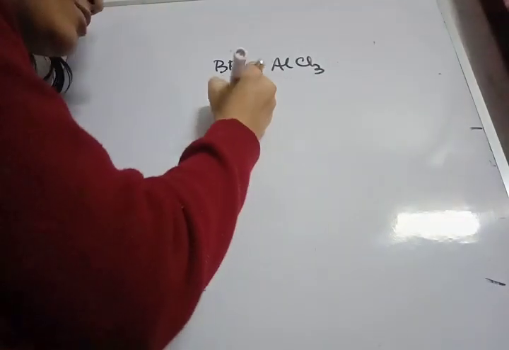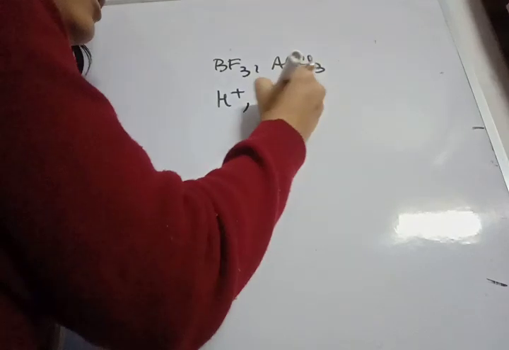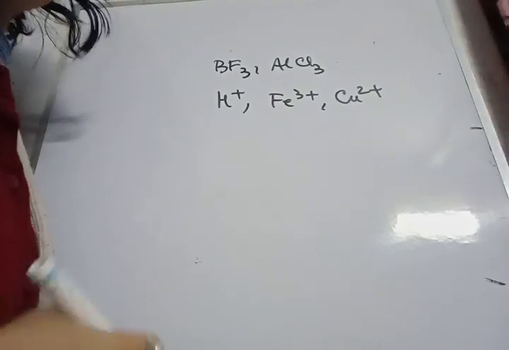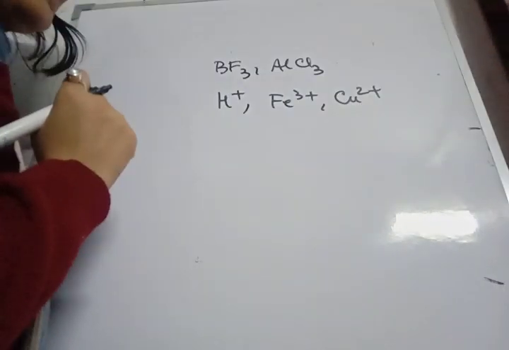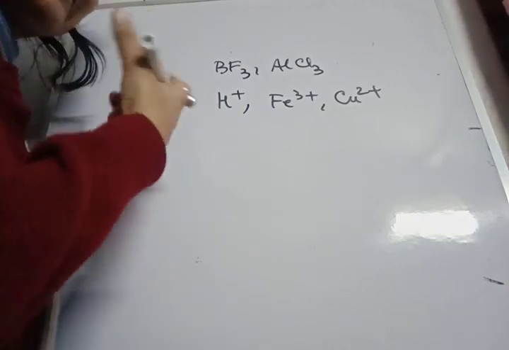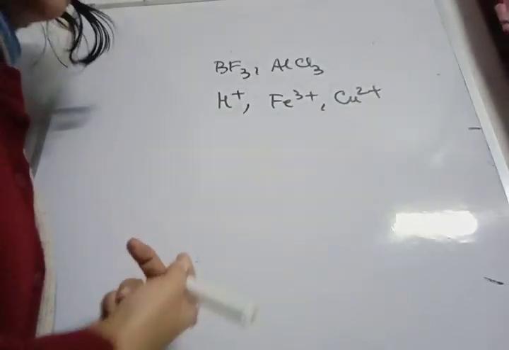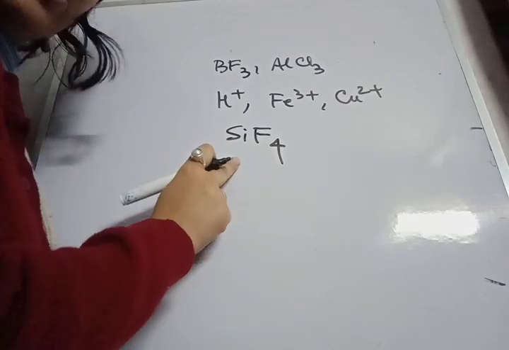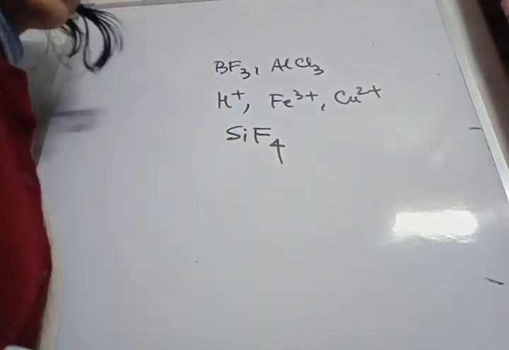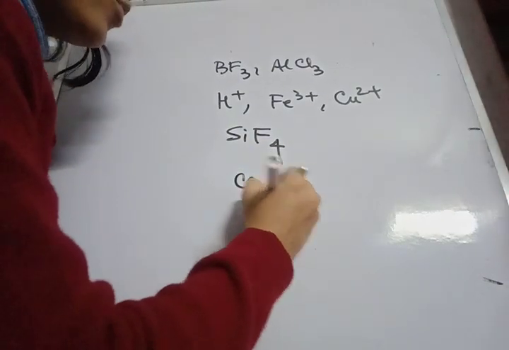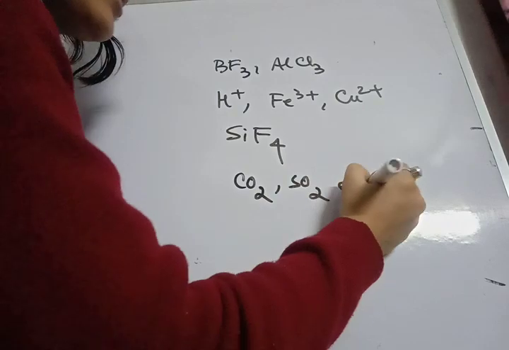Next, simple cations like H positive or even some transition metal ions like Fe3 positive, Cu2 positive, which due to the presence of vacant or partially filled orbitals can act as Lewis acids. Next, molecules where the central atom has a complete octet but can act as Lewis acids due to the presence of vacant d orbitals. Example, SiF4. Your octet is complete but silicon's vacant d orbital is present, 3d orbital, so it can behave as a Lewis acid. And molecules where multiple bonds are present, that is CO2, SO2, etc. They also can act as Lewis acids.